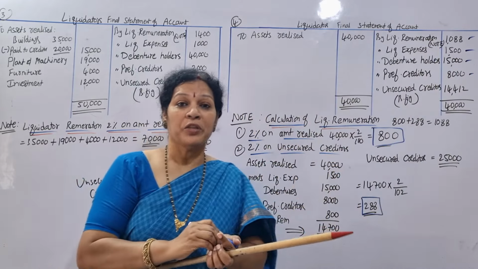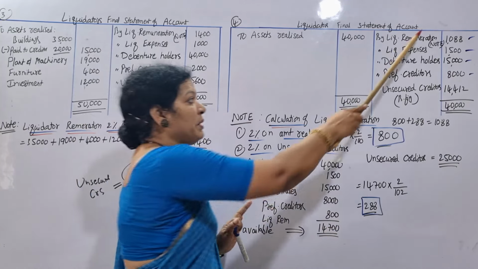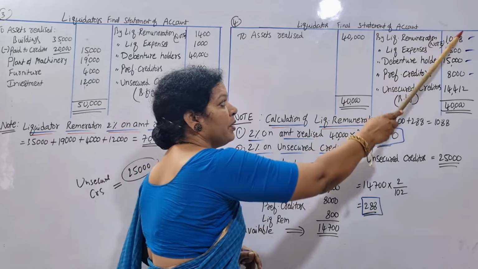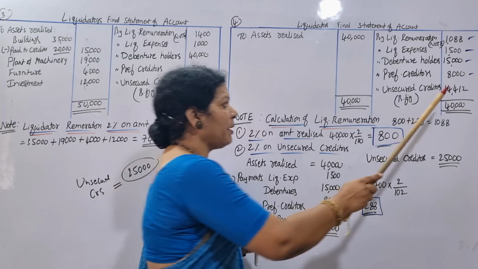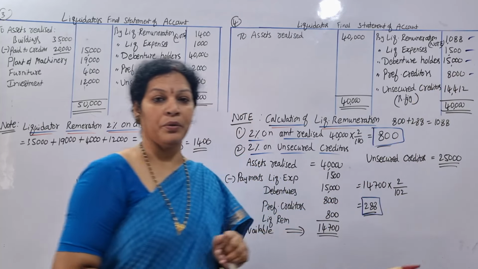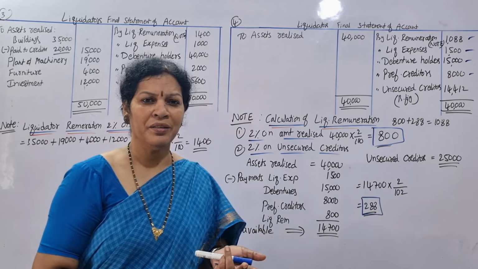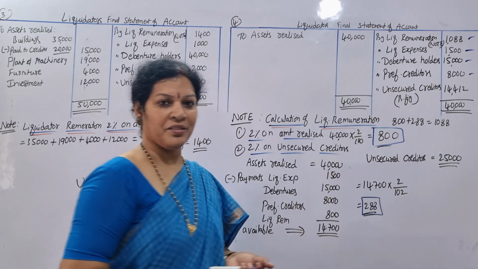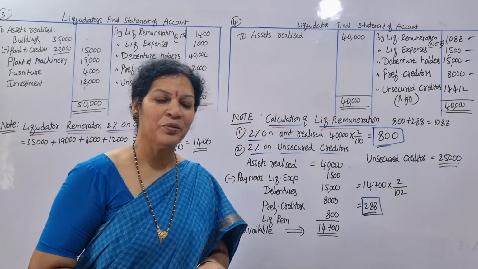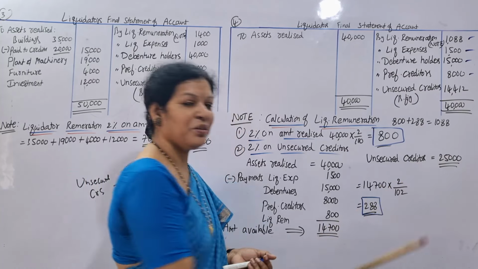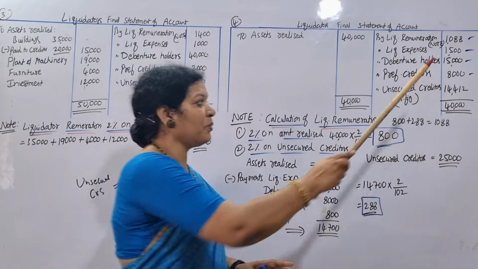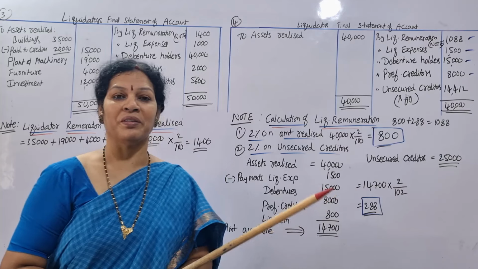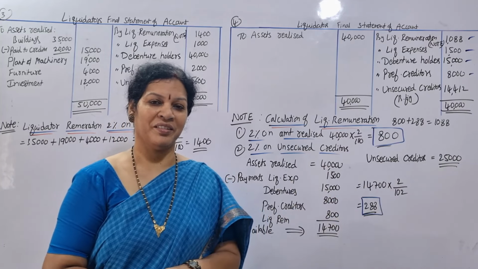Now the problem comes to an end. Payments are this, 40,000 minus 1, 2, 3, 4. These 4 amounts deducted, you are getting a balancing figure of 14,412. To whom you are paying? Unsecured creditors. What is the amount of unsecured creditors? 25,000. 25,000 we are unable to pay. We have only a balance of 14,412 rupees. That we are paying.